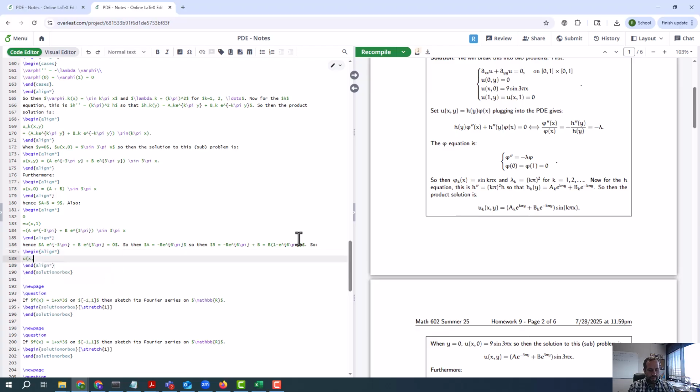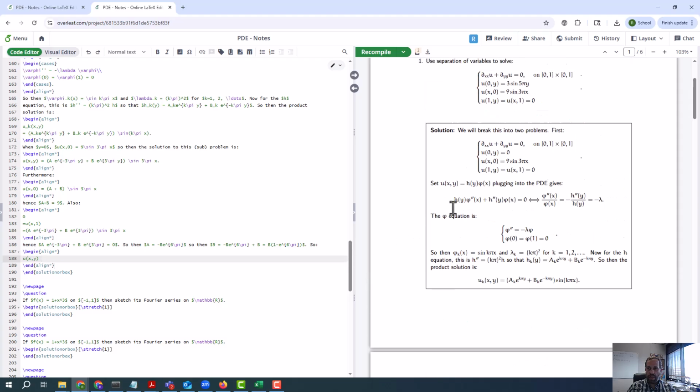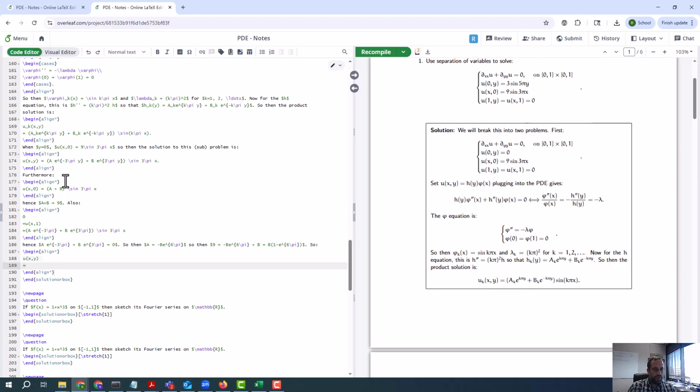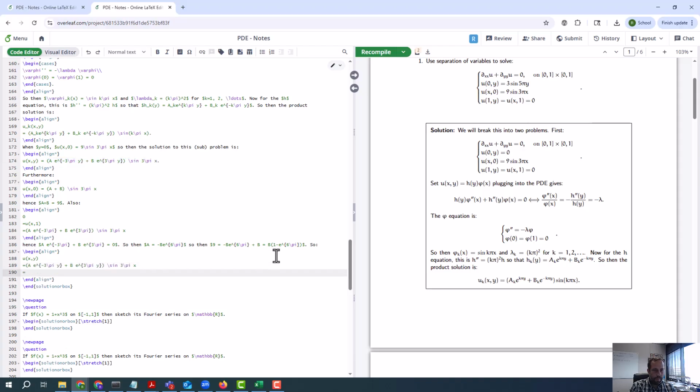Okay, so u of x comma y, and again, this is just solving this problem right here. So the u of x comma y is going to be equal to this, but we know that, where do we get our expression for a? A is equal to this, so we're going to write it like this. So a is equal to minus b, so we're going to factor out a b here. Okay, and now it's going to be minus e to the minus 3 pi y times 6 pi.